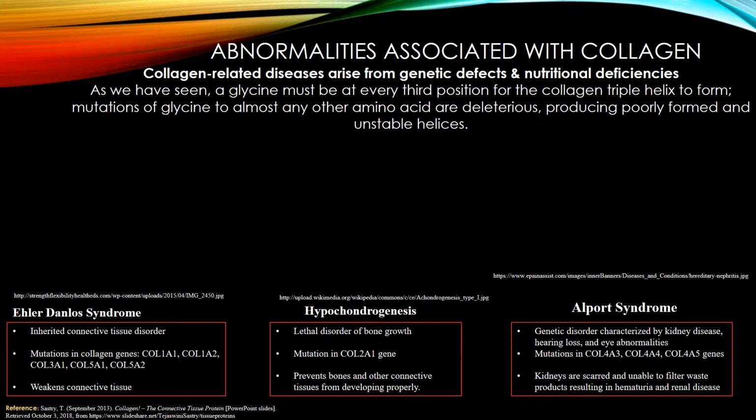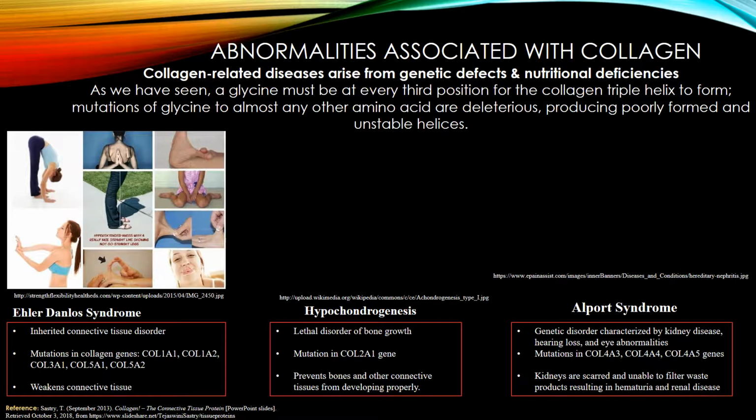Abnormalities associated with collagen. Collagen-related diseases arise from genetic defects and nutritional deficiencies. As I stated earlier in the PowerPoint presentation, a glycine must be at every third position for the collagen triple helix to form, and mutations of glycine to almost any other amino acid are deleterious, producing poorly formed and unstable helices. So due to time restraint, I will only highlight one of the diseases I posted here.